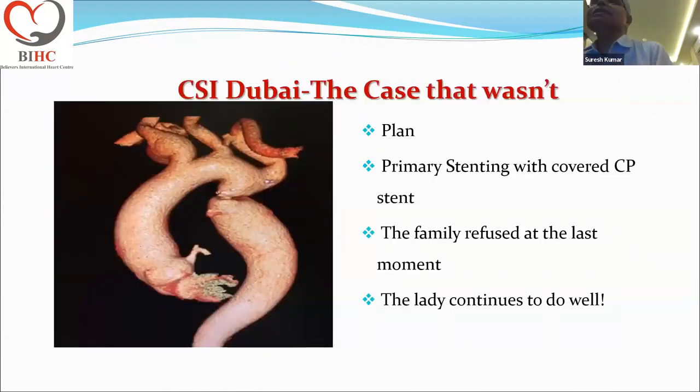Why I have called it the case that wasn't: our plan was to do this case live with a covered stent. But on the day of the procedure, the family refused consent, so we couldn't do it. But to the best of my knowledge, for the next 3 years, she lived without any problem. It's not that something happened to her after 3 years. I have no follow-up after 3 years.